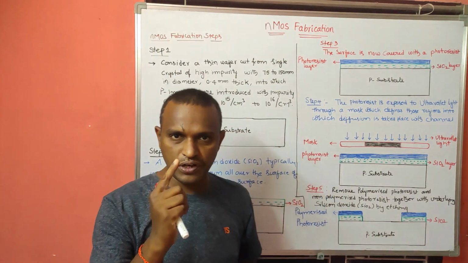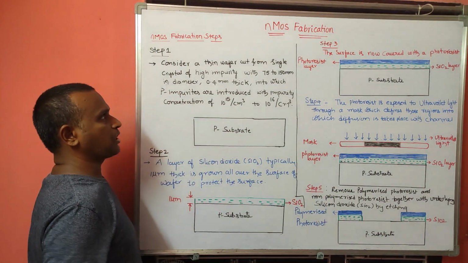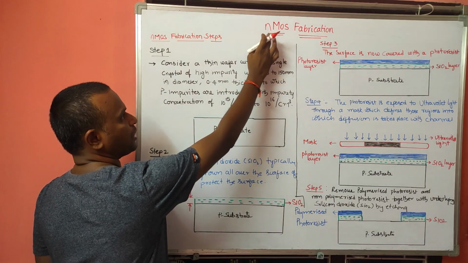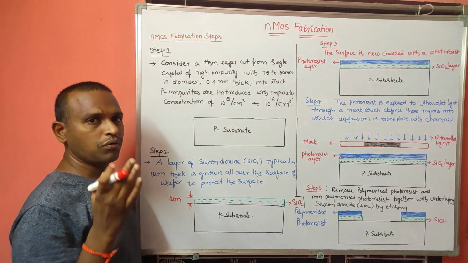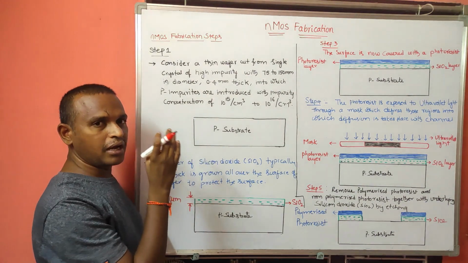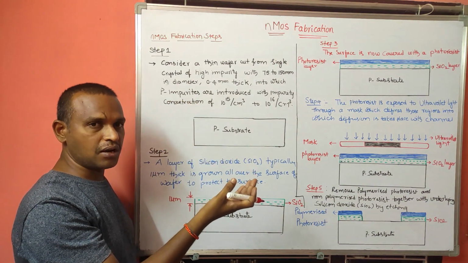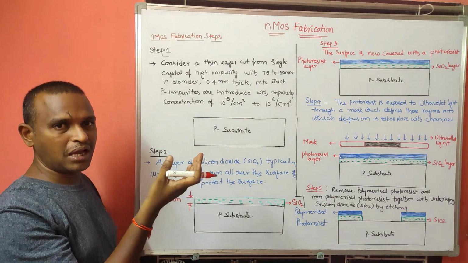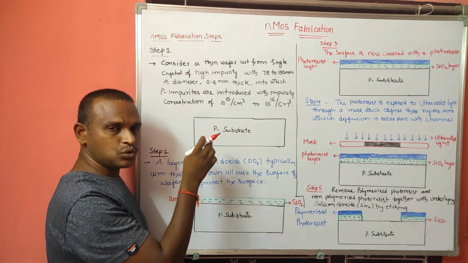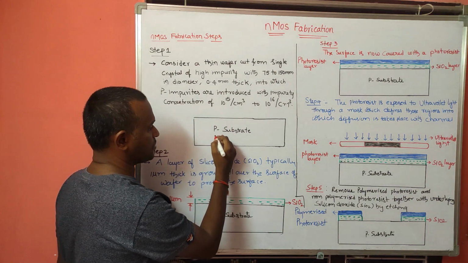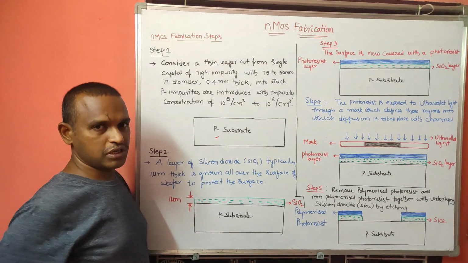So that is the first step in nMOS fabrication. In nMOS fabrication we are going to use the p substrate. That's why we will consider a wafer and process these trivalent atoms: boron, aluminum, gallium and indium. Any one of them will be passed, so that it will become the p substrate. This is the first step.